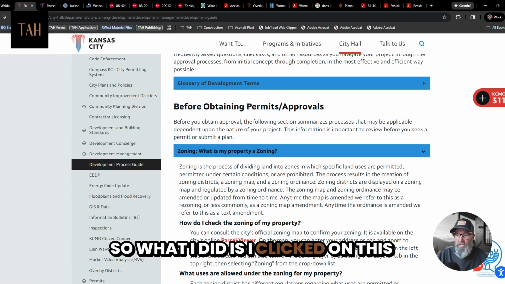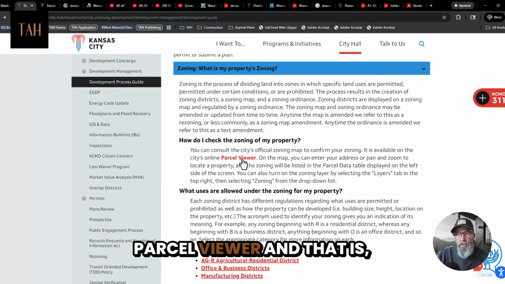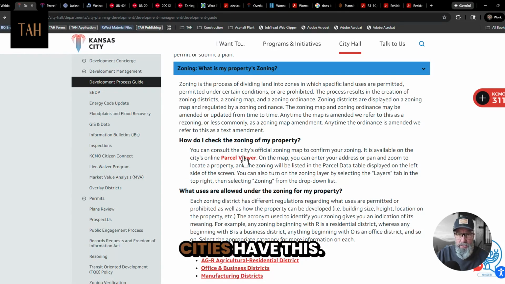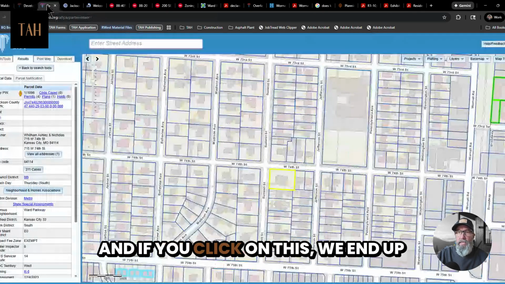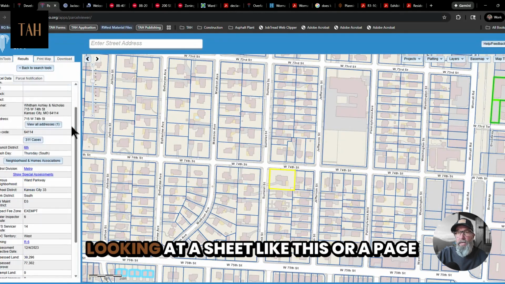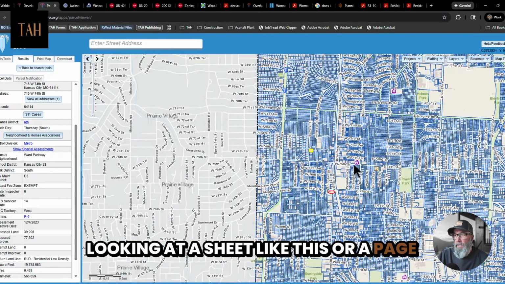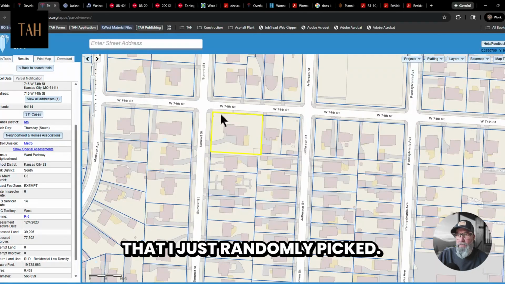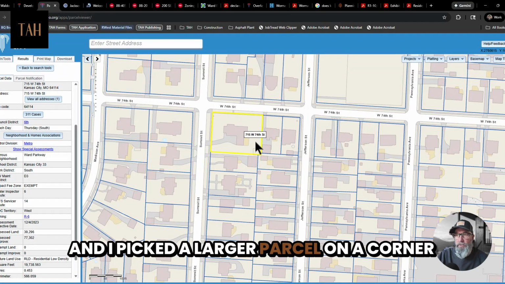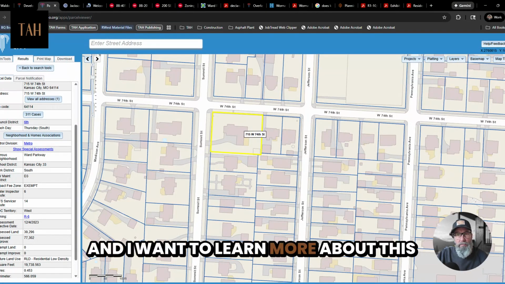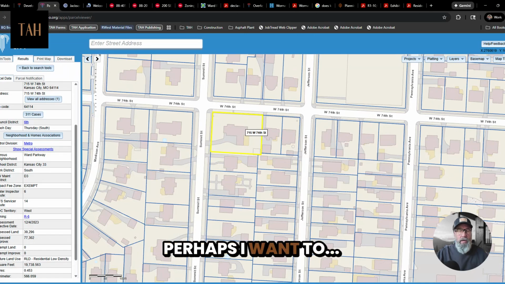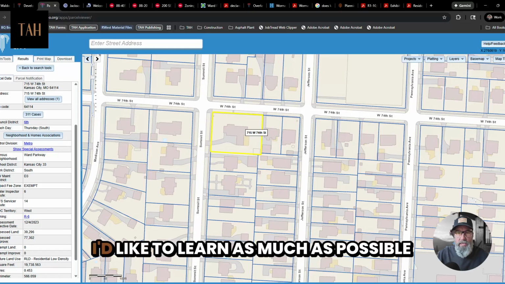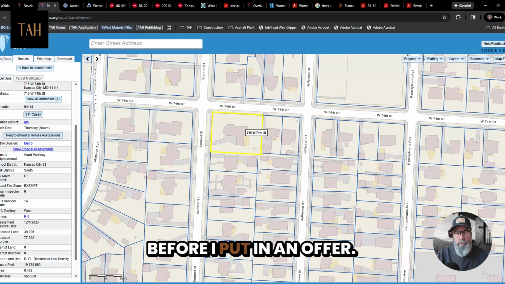So what I did is I clicked on this Parcel Viewer, and that is where most cities, in fact, maybe all cities have this. If you click on this, we end up looking at a page like this, which is a subject parcel that I just randomly picked. I picked a larger parcel on a corner lot, and I want to learn more about this piece of property. Perhaps I want to buy this property. Maybe it's a property that's on the market, that's for sale. I'd like to learn as much as possible before I put in an offer.